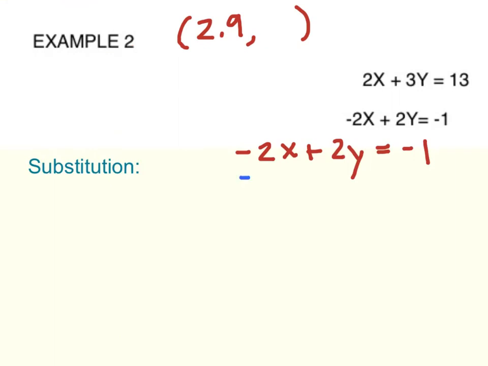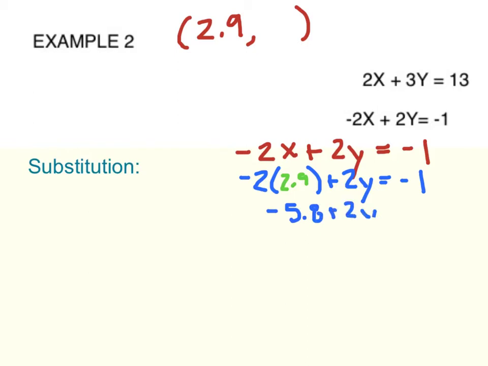So when I do this, we're going to get negative 2 times x, and hold on, what's x? 2.9 plus 2y equals negative 1. Alright, well, negative 2 times 2.9 is negative 5.8 plus 2y equals negative 1.